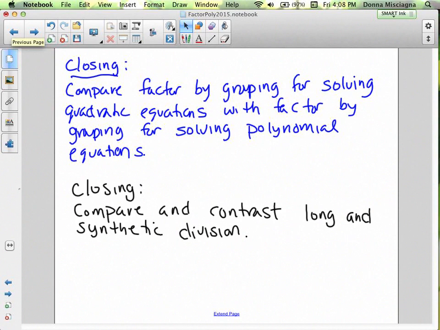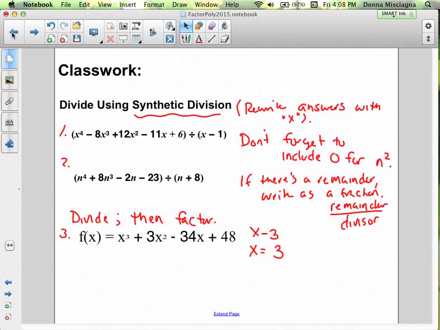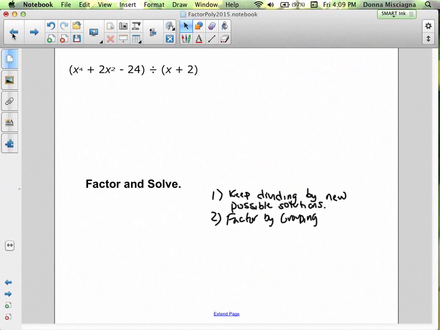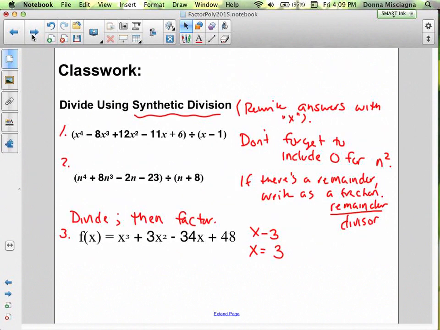Now this is the end of my podcast, and you can turn this in on Monday. You can turn in the bell work, the closings on Monday, and then your notes. We'll do this one problem from your notes in class on Monday, and then we'll do the classwork, and then we're going to be using long and synthetic division, mostly synthetic, to solve polynomial functions where we're not going to be able to necessarily use factor by grouping.